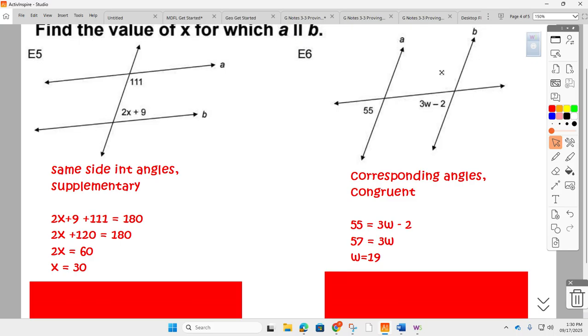If W equals 18.9, they're not parallel. If W equals 19.1, they're not parallel. Right? It's exactly the same measure. Any questions?